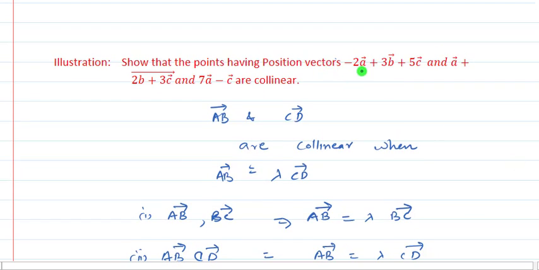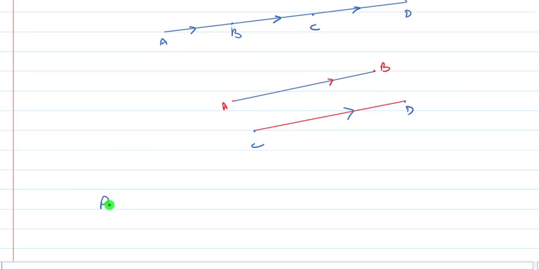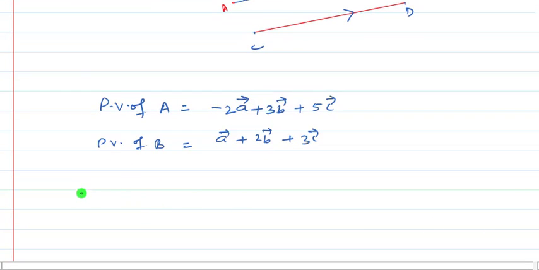Now let us complete the question, how to find out whether these 3 points are collinear or not. First of all, let me take the position vectors of the points. Let me write the position vector of A, the first point which is given to us, which is minus 2a vector plus 3b vector plus 5c vector. Let me name the second point as B. So the position vector of point B given to us is vector a plus 2b vector plus 3c vector. And the third, let me name the third point as point C.